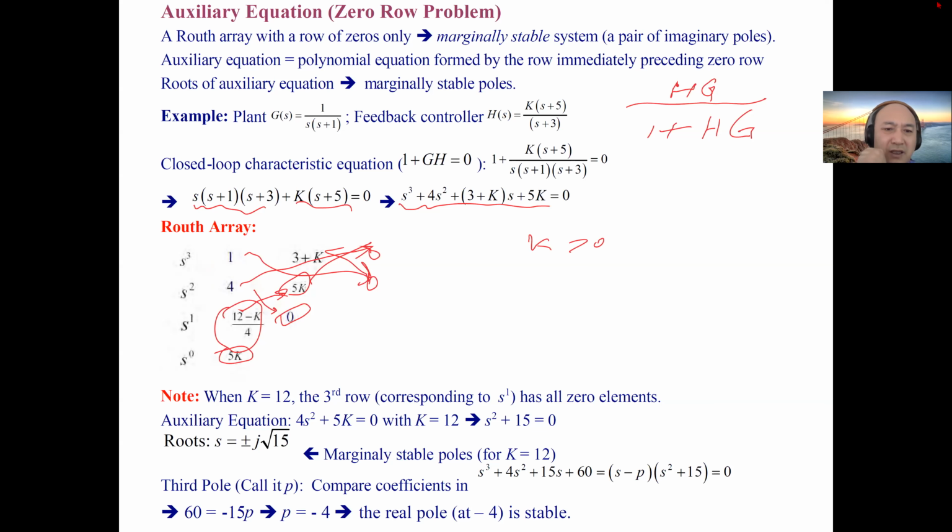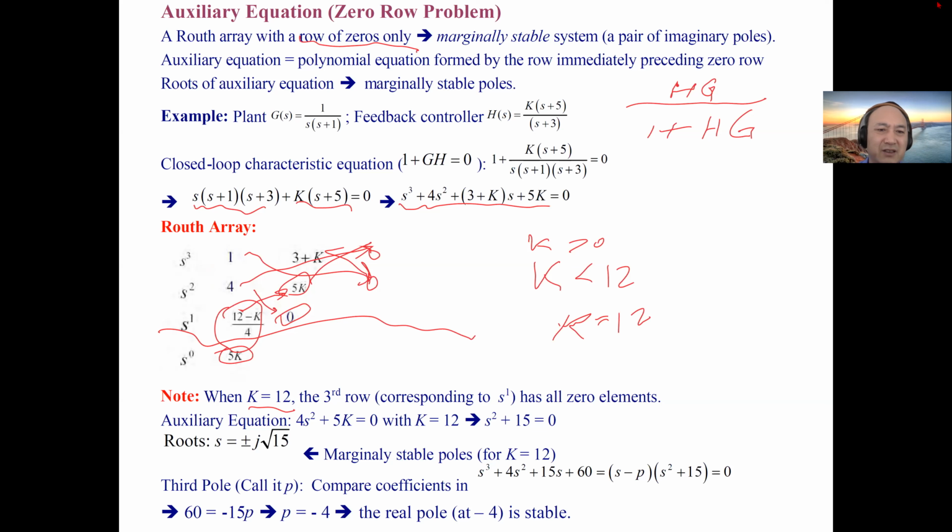But on the other hand, K has to be less than 12, okay? So everything is stable. On the other hand, when K is 12, the whole row in here will give you 0. The whole thing here is 0, 0, 0, everything is 0. So it's a row of zeros only. Then we can tell that when K is 12, the system is marginally stable, okay?